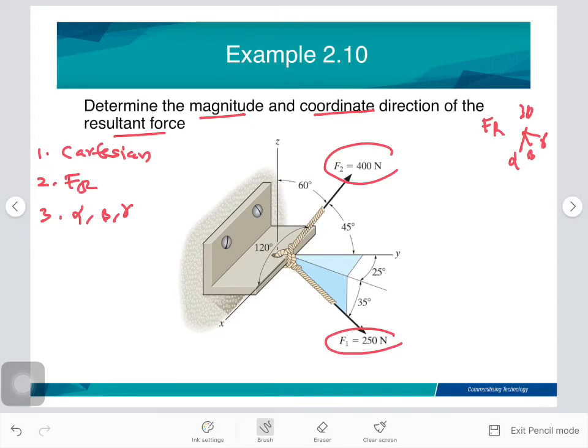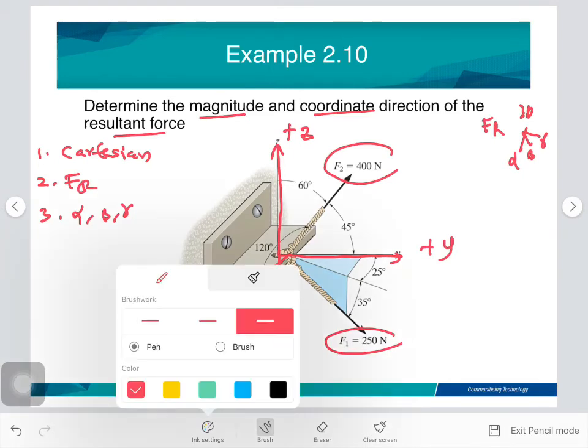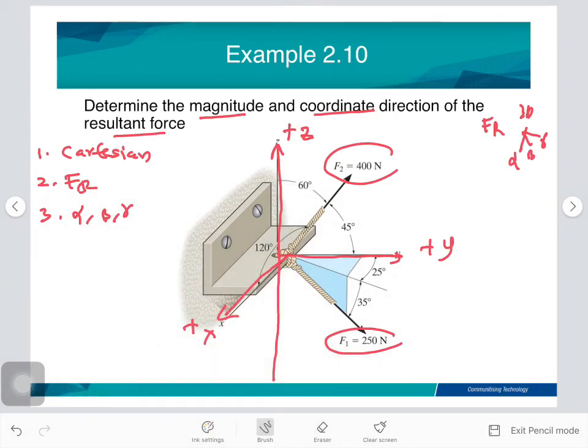Okay, take a look here. So this is F1, and here we have the axes. You must remember we use the right-handed system. So this is the positive z, positive y and positive x. Now for this case, we want to write F1 into Cartesian. So you need to resolve F1 into F1x, F1y, and F1z.